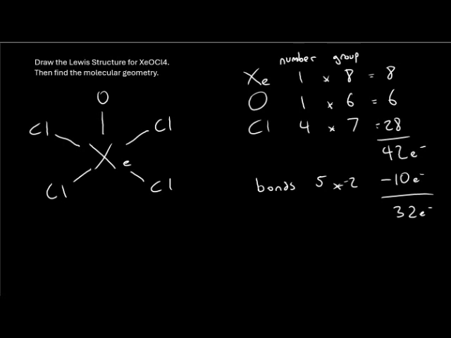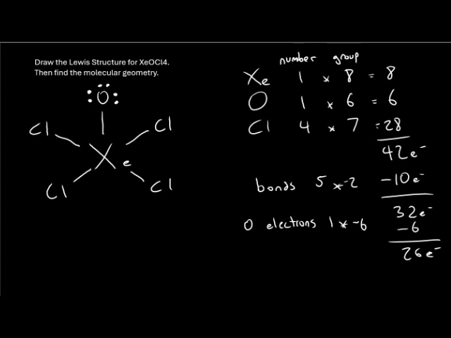Now we'll begin placing some of our leftover electrons around the chlorines and the oxygen. We'll start with the oxygen because that's the most electronegative. We have 1 oxygen, and that oxygen can have 6 more electrons around it. We'll place those electrons now. We'll be using up 6 electrons to place those, and we'll say 32 minus 6. We'll get 26 electrons left over.